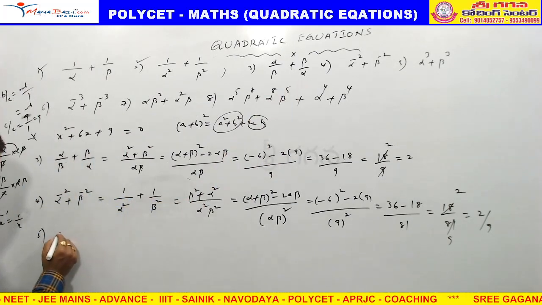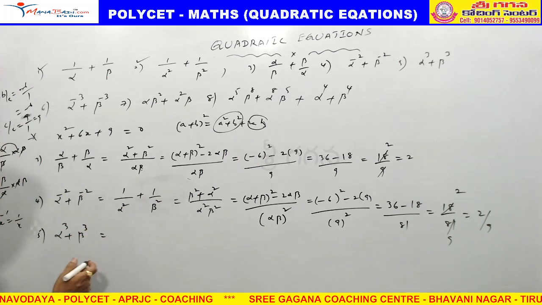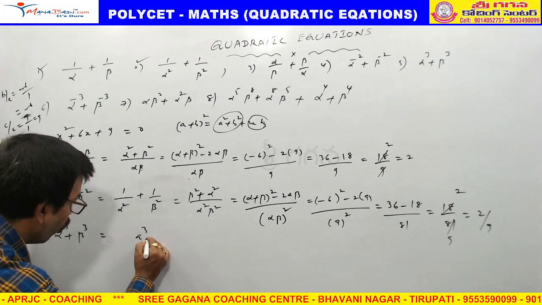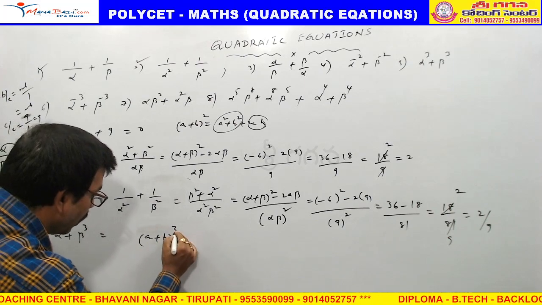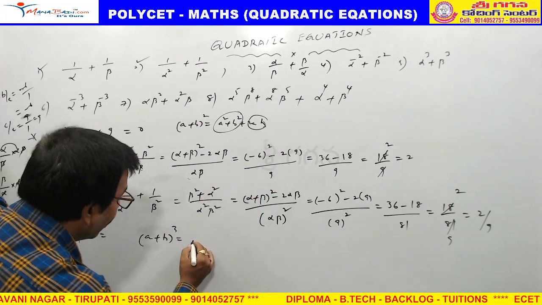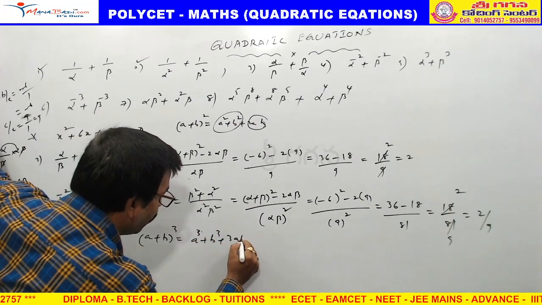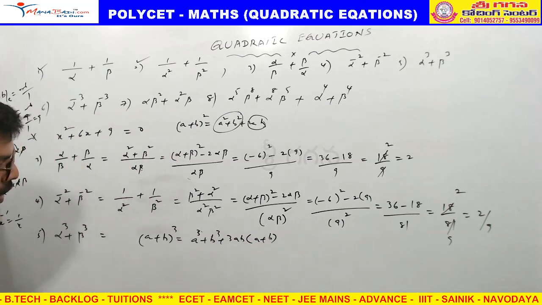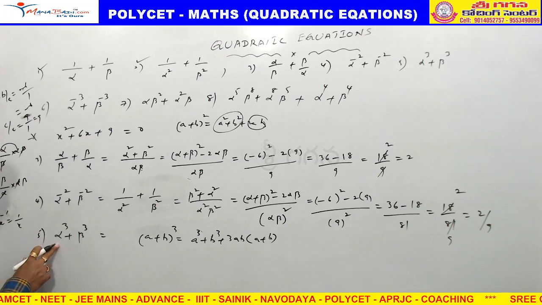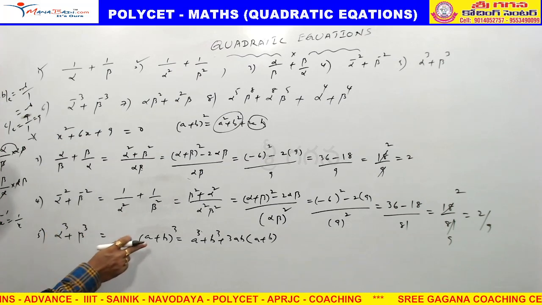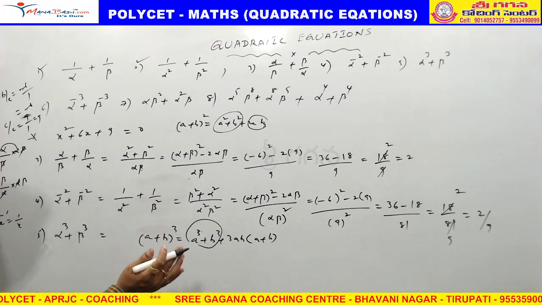Alpha power 3, beta power 3. Before telling this one, you already know the formula for a plus b whole cube. What is a plus b whole cube? Like a plus b whole square, it is a cube plus b cube plus 3ab into a plus b. This is the formula for a plus b whole cube. The question is asking alpha power 3, beta power 3. So where is alpha power 3, beta power 3 in this equation? These two terms.